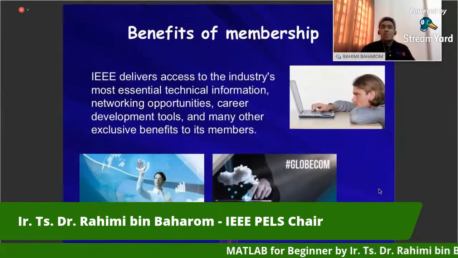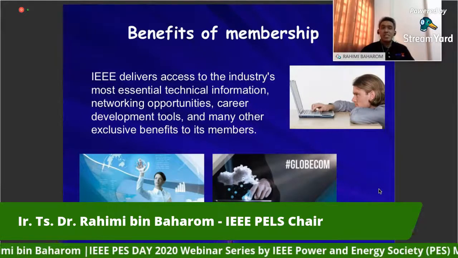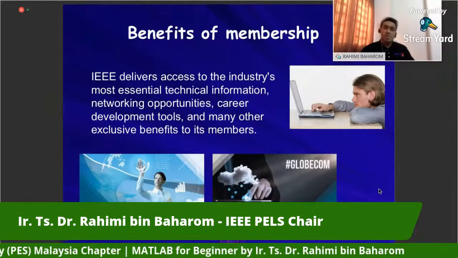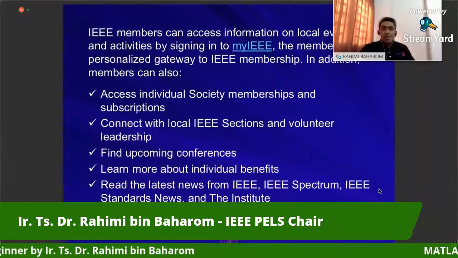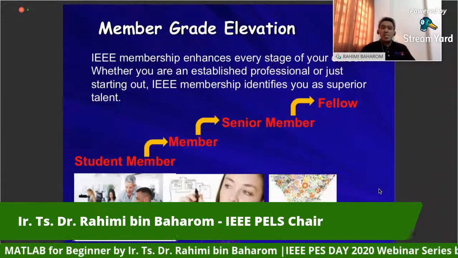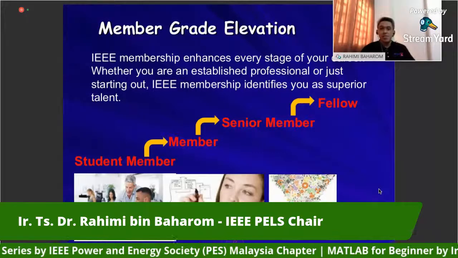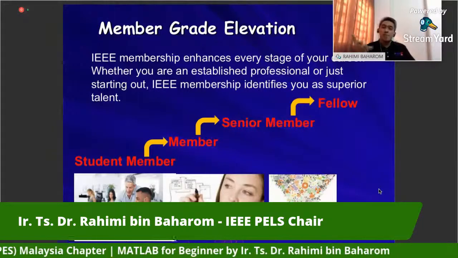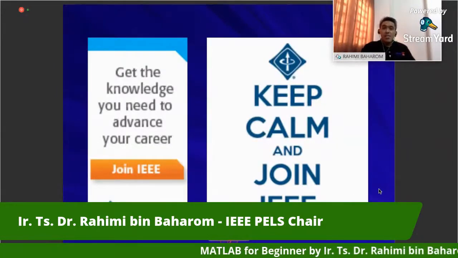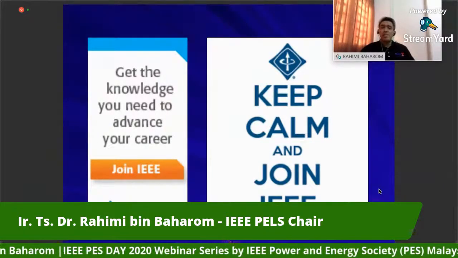As for the benefits of membership, IEEE delivers access to the industry's most essential technical information, networking opportunities, career development tools, and many other exclusive benefits to its members. For member grade elevation, for example, as a student, you can join IEEE as a student member. After you graduate, you can upgrade your membership to become a member of IEEE. After 5 years, you can upgrade to become a senior member, then fellow, and so on. So come and join IEEE. There are a lot of benefits to being an IEEE member.